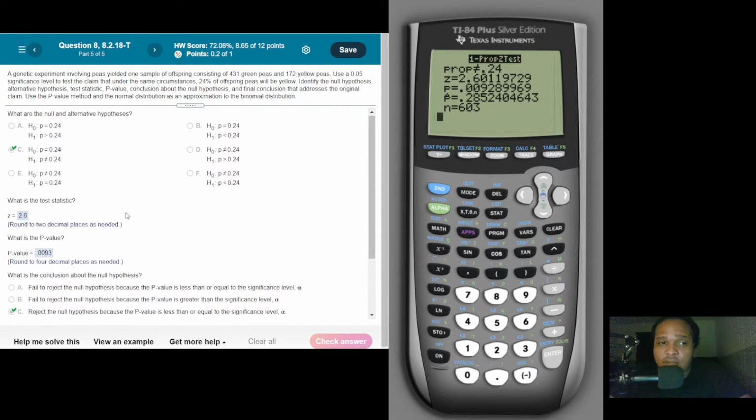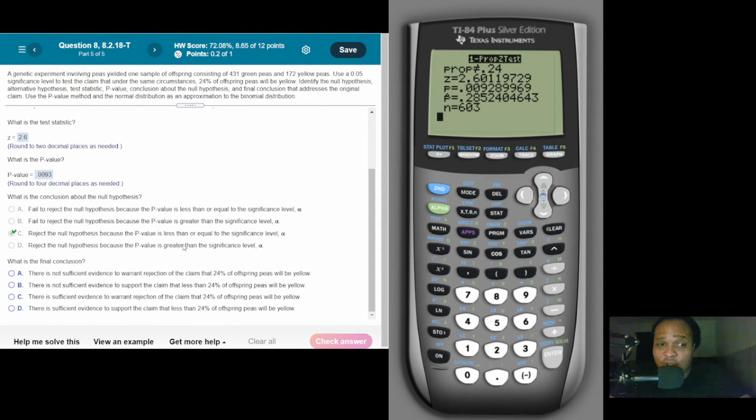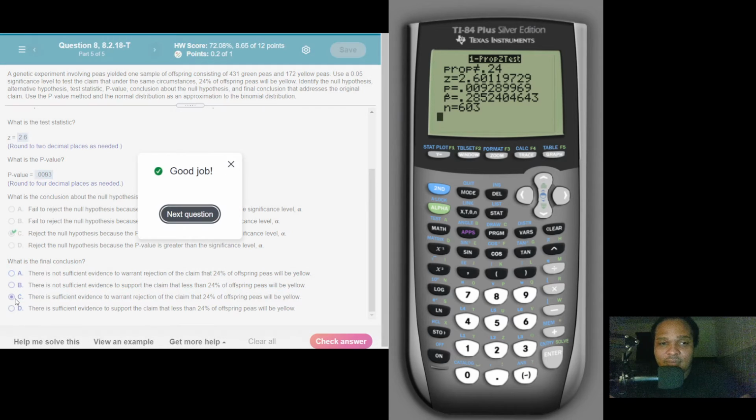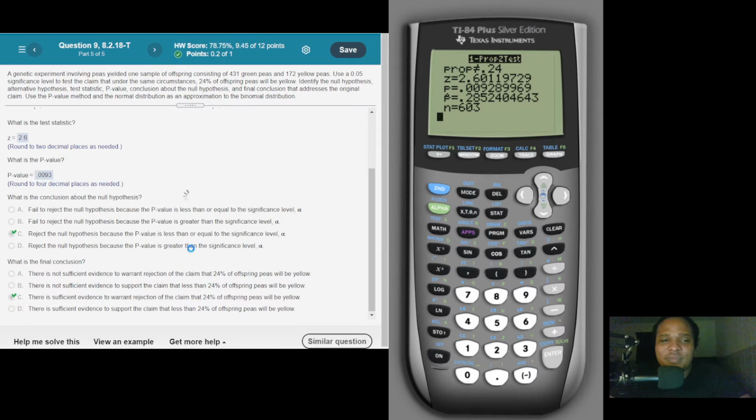What kind of test is it? It's a two-tailed test. And so far, you've seen it yourself. Whenever we have a two-tailed test, we use the word warrant rejection. And we got it right.